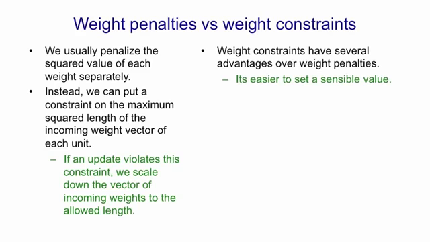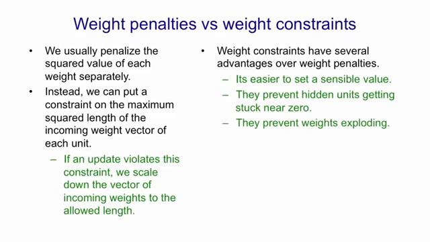It's much easier to select a sensible value for the squared length of the incoming weight vector than it is to select a weight penalty. That's because logistic units have a natural scale to them, so we know what a weight of 1 means. Using weight constraints also prevents hidden units getting stuck near zero, with all their weights being tiny and not doing anything useful. Because when all their weights are tiny, there's no constraint on the weight, so there's nothing preventing them growing. Weight constraints also prevent the weights from exploding.